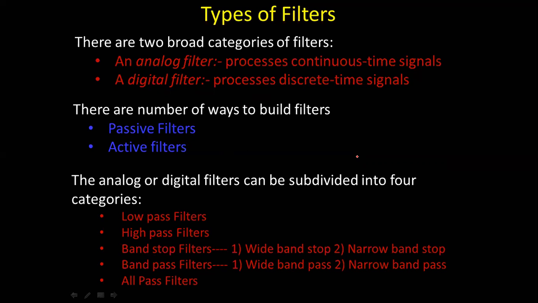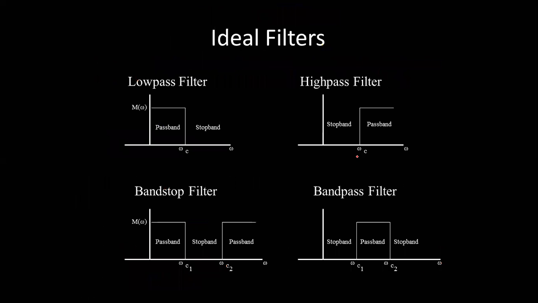All pass filter means all frequencies pass, but in every signal there is a phase difference. Now on the screen we can see the ideal filters, frequency versus gain. If you talk about the low pass filter, omega c is the cutoff frequency. Cutoff frequency is a single frequency which decides the pass band and stop band.